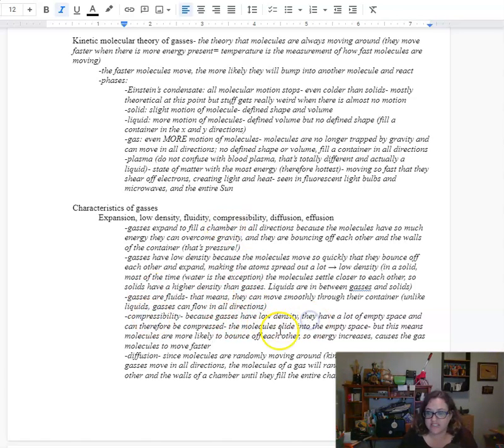Because gases have low density, there's all that extra empty space in between the molecules because they're bouncing off each other. You can compress them. So think if you blow up a balloon and then you start squishing it, there's a point where you can squish it into a smaller point depending on how much gas you put in it, and then you let it go and it gets bigger again.